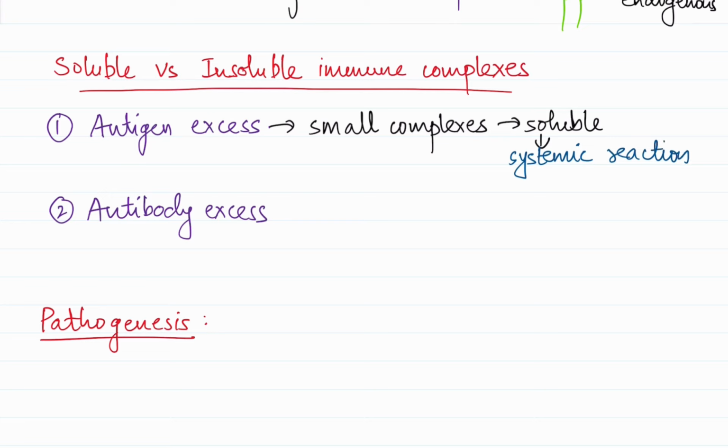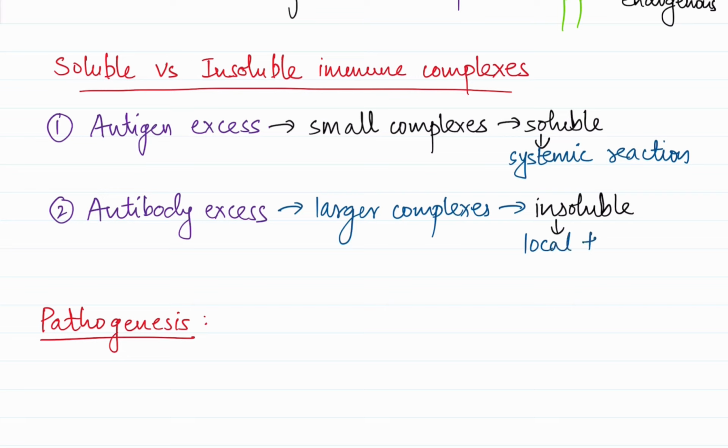Compared to that, when antibodies are in excess, the complexes formed will be larger. These larger complexes will be insoluble, and hence they will produce a local reaction. So a local type 3 reaction will be produced at the site where the antigen enters, or at the site where the antigen is administered.